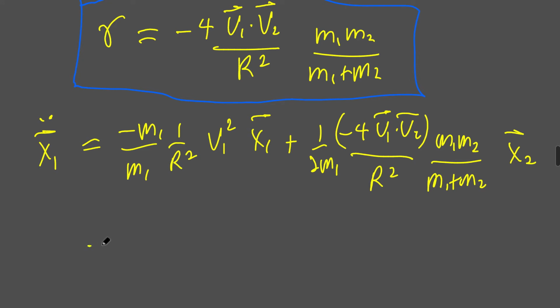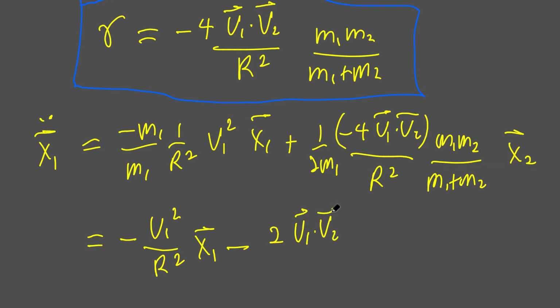Okay, so simplifying this, the m1's cancel. We have minus v1 squared over R squared times x1 vector, minus 4 over 2, which leaves us with a 2 times v1 dot v2, divided by R squared times, the m1's cancel, so that leaves us with m2 divided by the total mass m1 plus m2, times x2 vector.